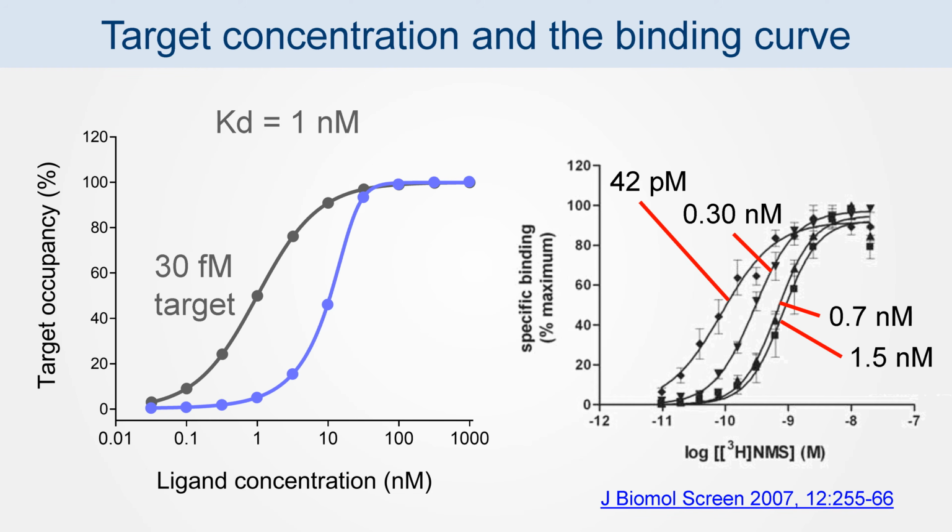Now we also see this in practice, and there's a really nice example of this in a paper from Stephen Charlton's lab. As we increase the target concentration from 42 picomolar to 1.5 nanomolar, the curve shifts to the right and gets steeper.